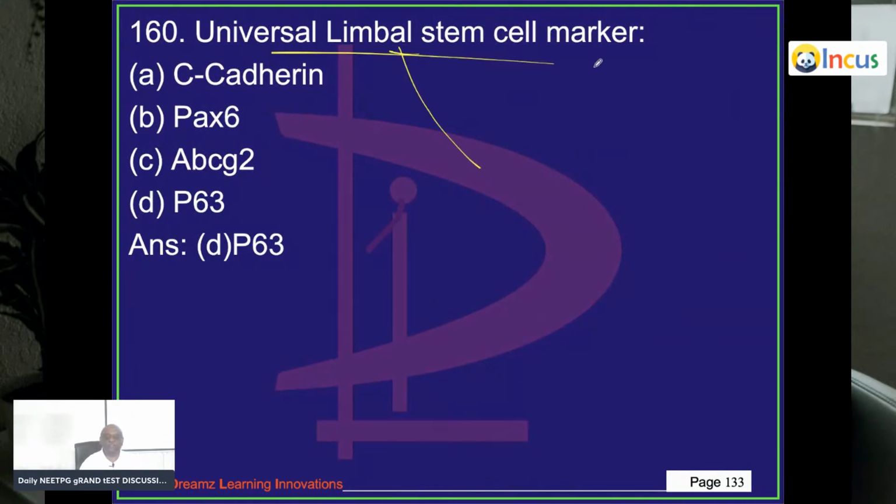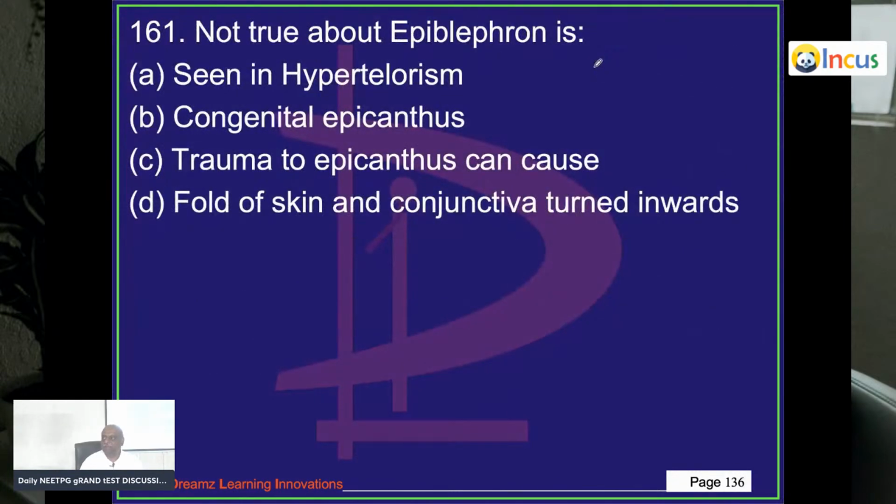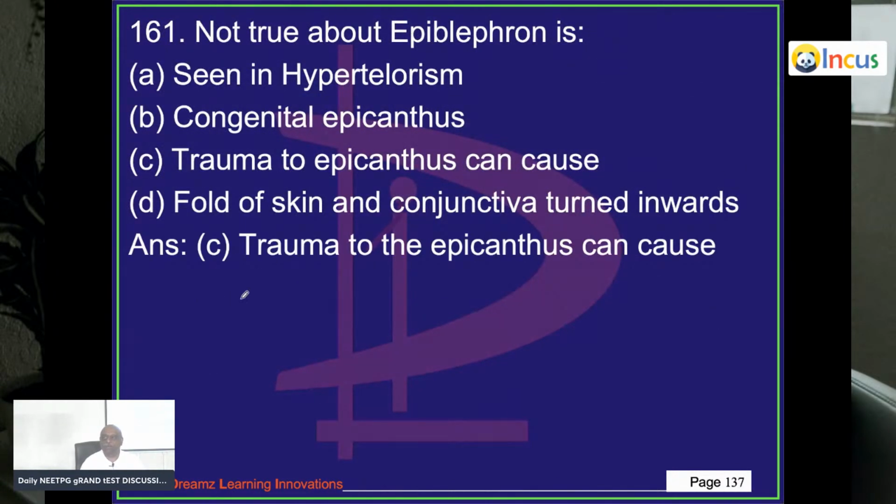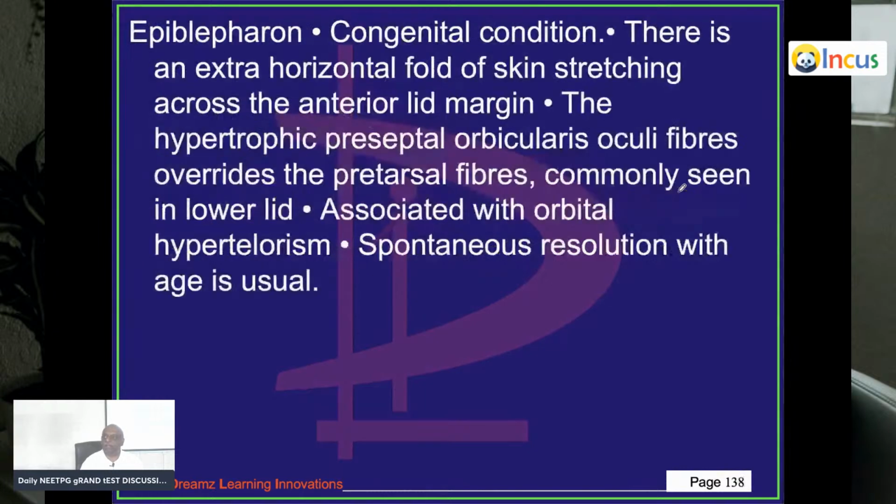Universal limbal stem cell marker is P63. Epiblepharon is seen in hypertelorism. Trauma to epicanthus can cause it. That is wrong. Congenital epicanthus it is. A fold of skin and conjunctiva is turned inwards.